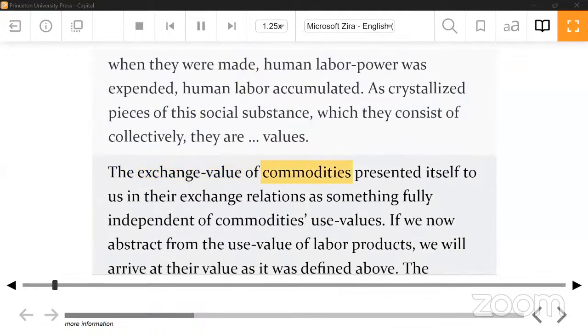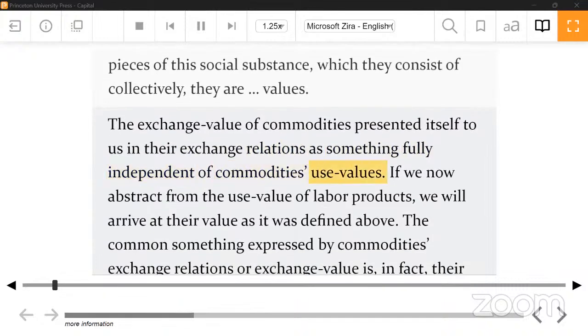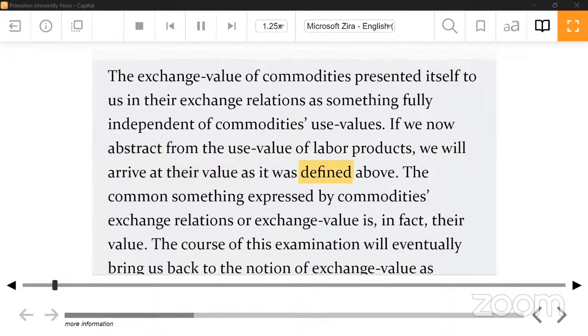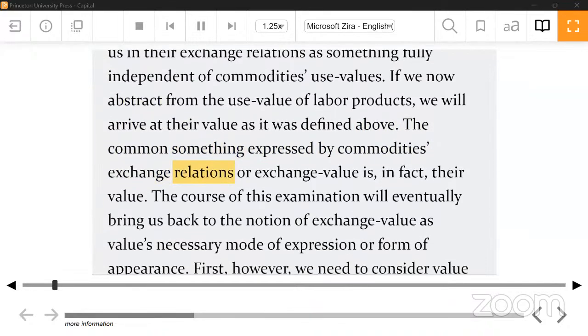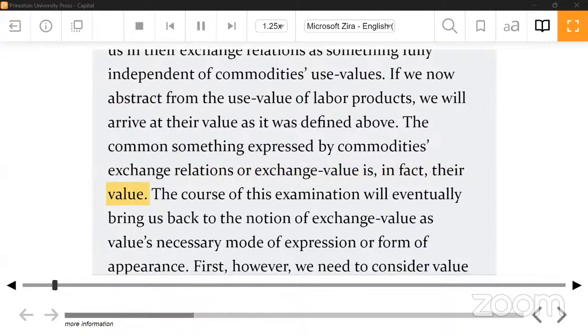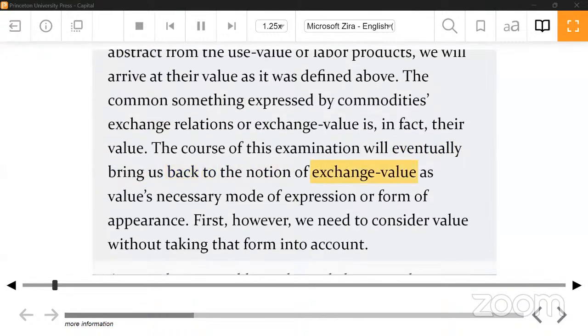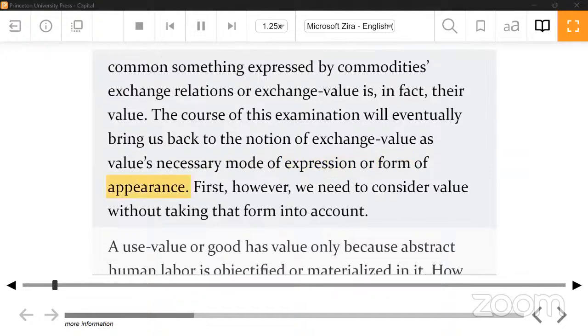The exchange value of commodities presented itself to us in their exchange relations as something fully independent of commodities' use values. If we now abstract from the use value of labor products, we will arrive at their value as it was defined above. The common something expressed by commodities' exchange relations or exchange value is, in fact, their value. The course of this examination will eventually bring us back to the notion of exchange value as value's necessary mode of expression.